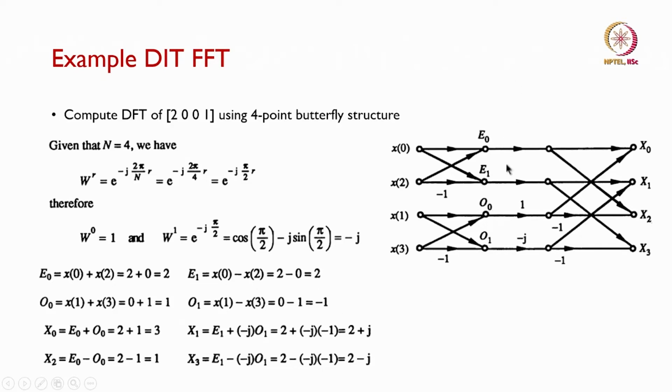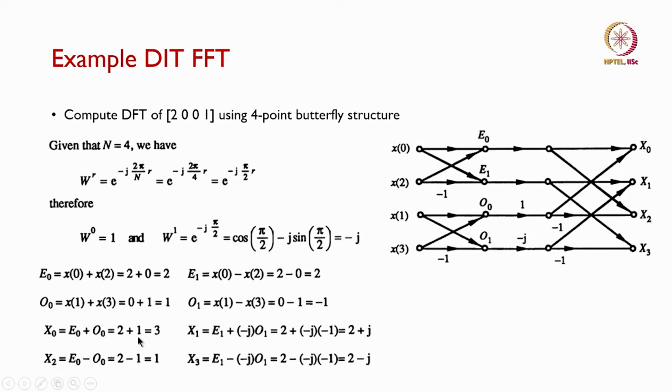So, these are the E 0, E 1, O 0, O 1. Now, we have to calculate the outputs x 0, x 1, x 2, x 3 that we have. So, what is x 0? You will be seeing that x 0 is E 0 plus O 0.